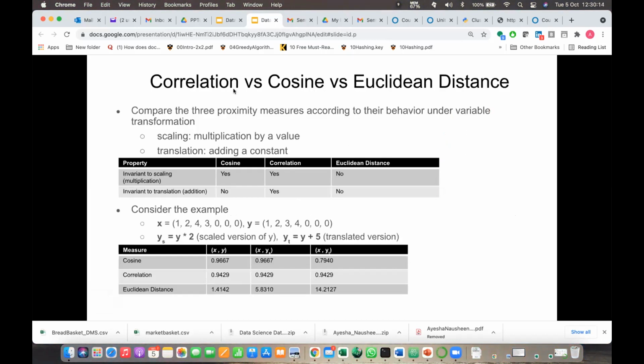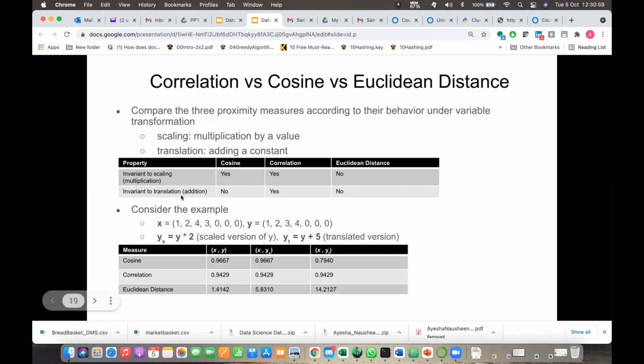So correlation versus cosine versus Euclidean distance, when to use? Compare the three proximity measures according to their behavior under variable transformation: scaling, multiplication by a value, and translation, adding a constant. If you scale the values, will correlation change? Will cosine distance change? Will Euclidean distance change? That is what we are looking at. If you translate, let's say adding some constant to the existing values, how do they change? Under invariance to scaling, if you change the scaling, cosine distance will not change, correlation will not change, but Euclidean distance will change.